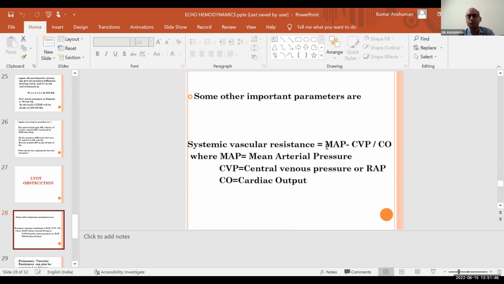Now mean arterial pressure, you easily calculate as diastolic pressure plus 1/3 of the pulse pressure. Central venous pressure is your RA pressure with IVC measurement. And cardiac output, as I explained earlier, is stroke volume multiplied by heart rate. You apply this equation, MAP minus CVP divided by cardiac output, and you get systemic vascular resistance, and most of the times this is approximately correct. So there is not much difference between the cath parameters and echo parameters if you apply these things correctly.